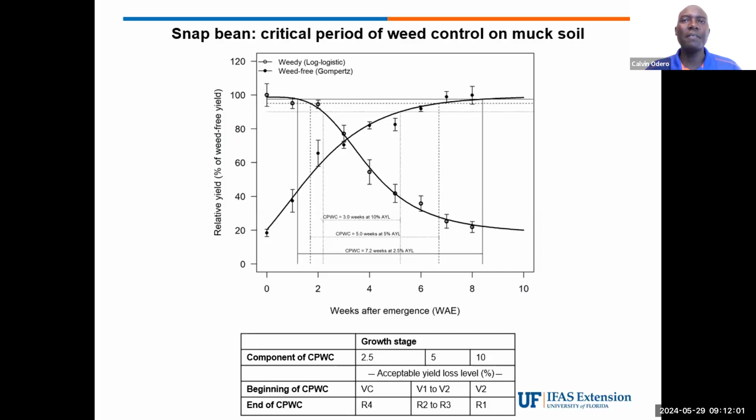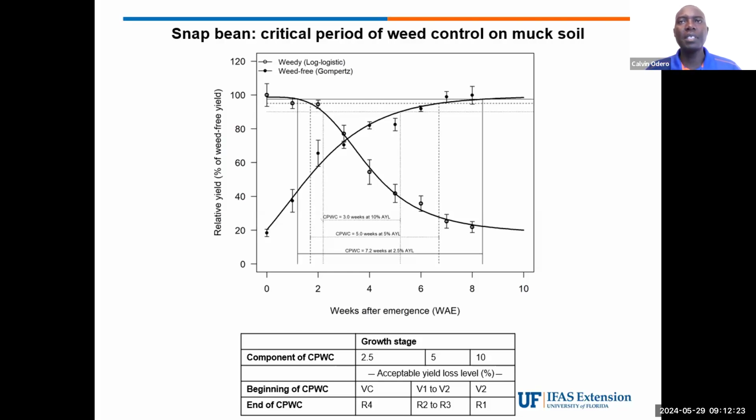And to avoid a 5% yield loss, the fields have to be kept free of weeds from the first to the second trifoliate leaf, all the way until the mid flower or early pod set, or when 50% of flowers are open, and some of the pods have reached the maximum length.